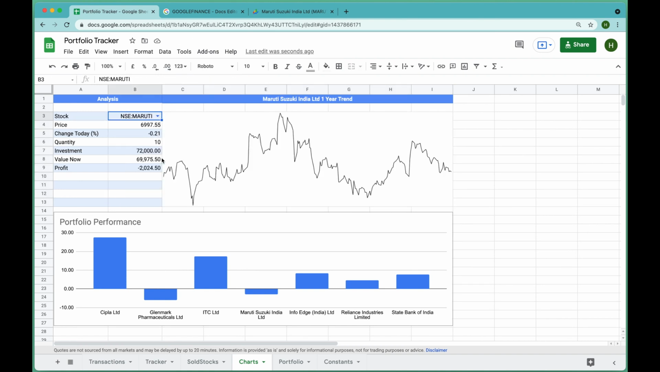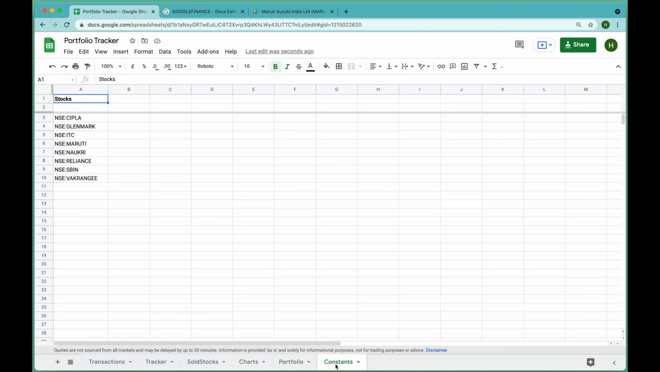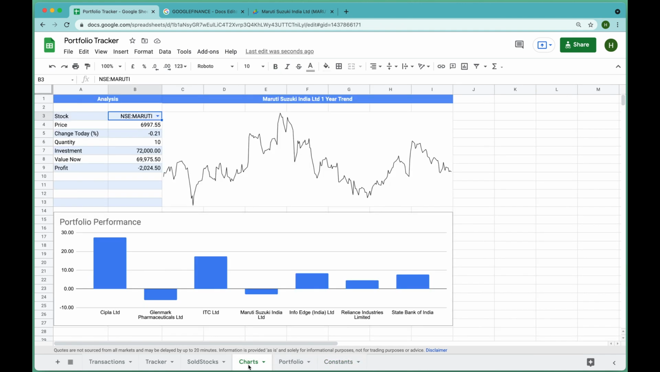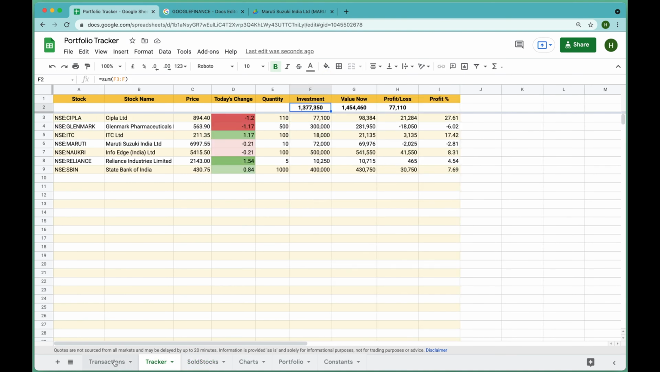We have two other tabs, the portfolio and the constants tab. These are used to populate the other tabs and do not show any information that you haven't seen in other tabs. So you can use charts, sold stocks, tracker, and the transaction sheet for your portfolio tracking.